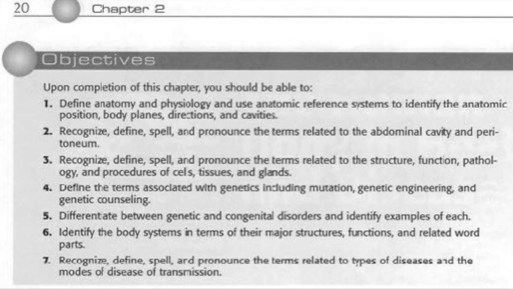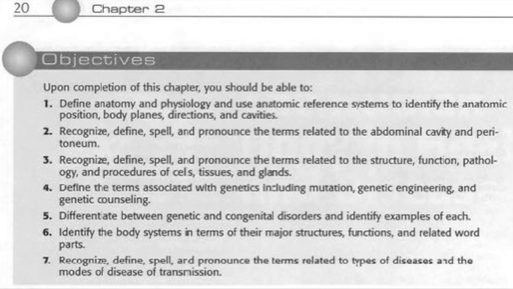Number 1, define anatomy and physiology and use anatomic reference systems to identify the anatomic position, body planes, directions, and cavities. 2, we're going to recognize, define, spell, and pronounce terms related to the abdominal cavity and peritoneum. 3, we're going to recognize, define, spell, and pronounce the terms related to the structure, function, pathology, and procedures of cells, tissues, and glands. Number 4, define the terms associated with genetics, including mutation, genetic engineering, and genetic counseling.